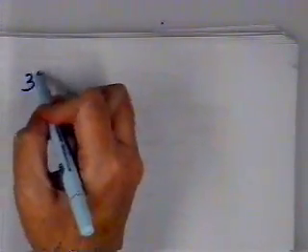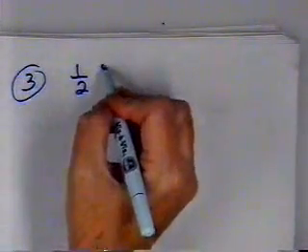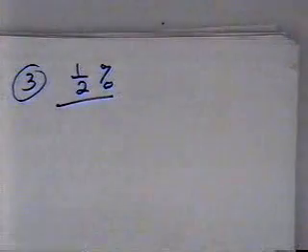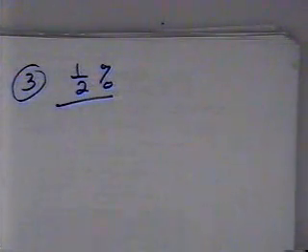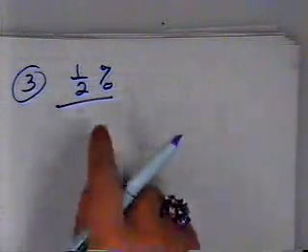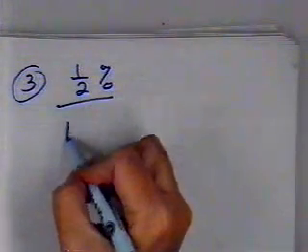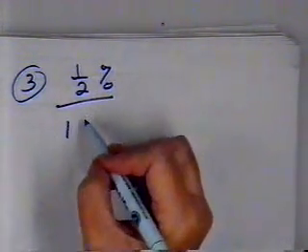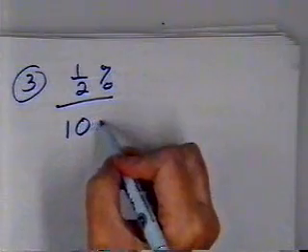Number 3 says how much 1/2% solution can be made from 2 grams of drug. How much 1/2% can be made from 2 grams? This is a percent, so if it's not given, what is pure? 100%. This is a percent, so pure is 100.